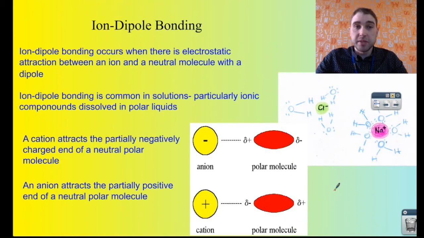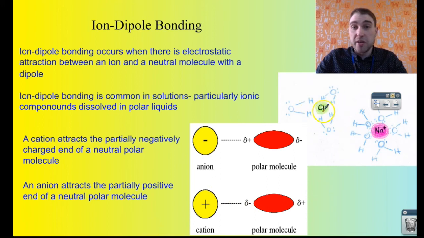Ion-dipole bonding is a little bit different. It occurs where you have an attraction between a fully charged ion and a molecule that has a dipole. So here's a nice picture of it. We've got a fully charged anion. We have a polar molecule with a delta positive and a delta negative end. The delta positive end is going to be attracted to this anion here because it's got a negative charge. And similarly, if we have a positively charged cation down here, the delta negative end of the molecule will be attracted to it.